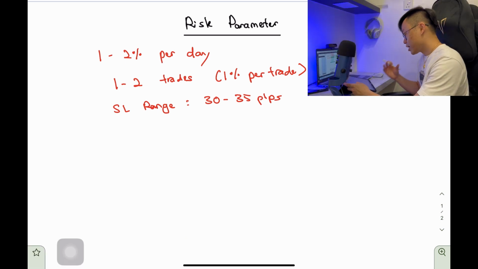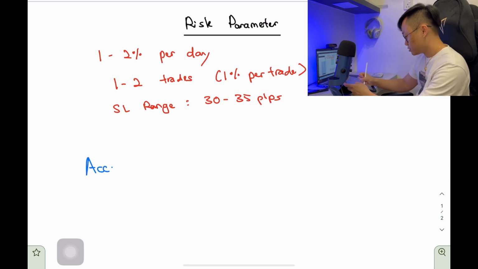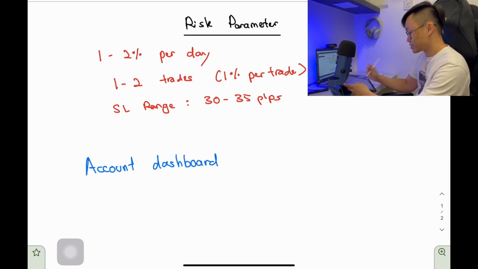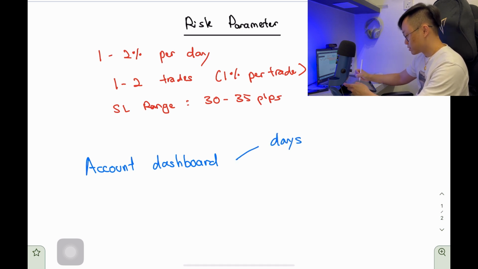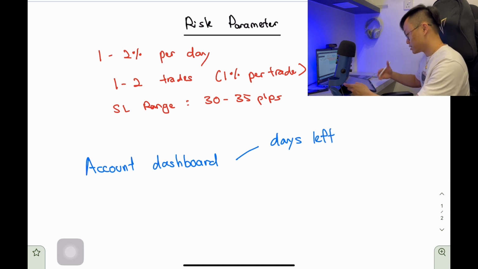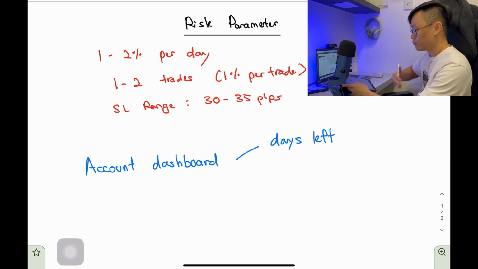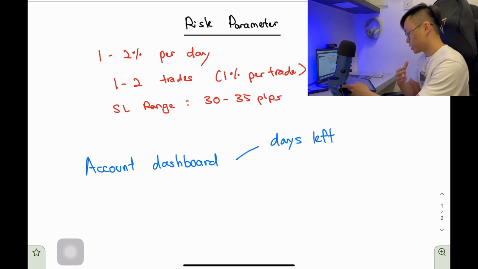And if you are trying to pass a prop firm challenge, if you are a prop firm trader, make sure you check the account dashboard, right? What is important with the account dashboard is what is happening on your account. One thing is, if you are going for a challenge, what are the days left for your challenge? So you keep track of the days left in your challenge, what your trading plan is, and what situation you are sitting at.